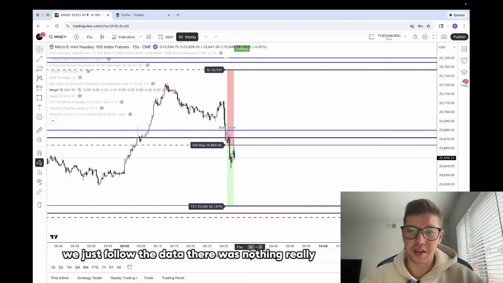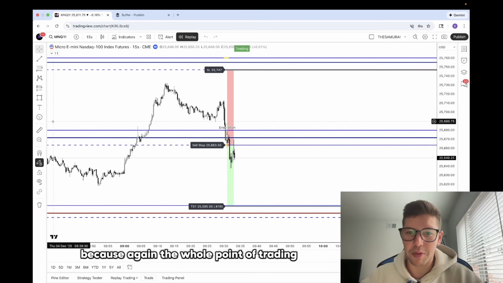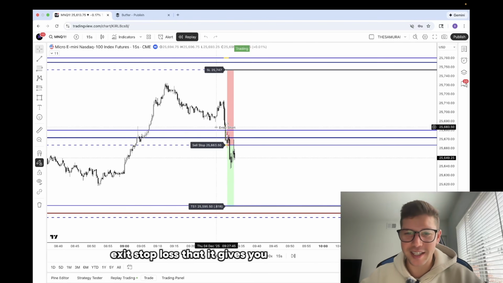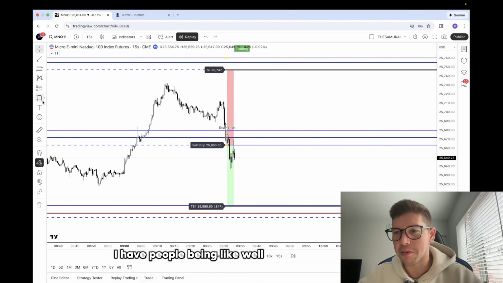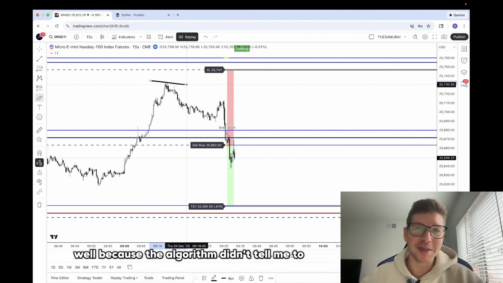There was nothing really crucial to go over about pivots because, again, the whole point of trading a data-driven strategy is to follow the exact entry, exit, stop loss that it gives you. You do not want to go off of the data. I have people being like, well, why didn't you place your stop up here? Well, because the algorithm didn't tell me to.